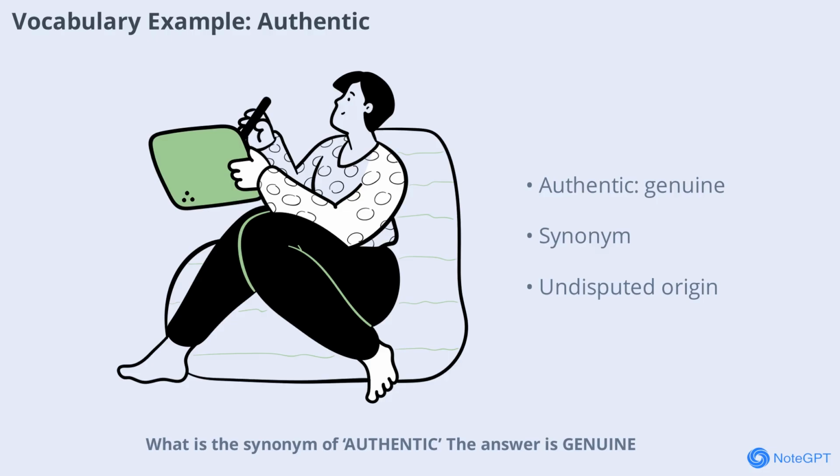What is the synonym of authentic? The answer is genuine. Authentic means of undisputed origin. Knowing synonyms for commonly tested words can give you an edge in exams.